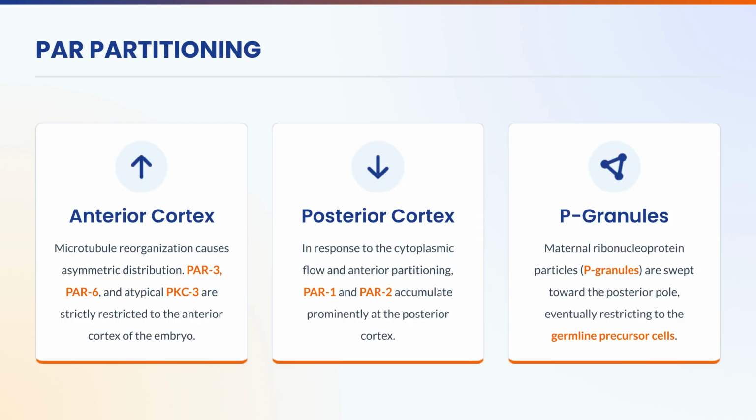Microtubule reorganization causes asymmetric distribution of PAR proteins. PAR3, PAR6, and PKC3 are restricted to the anterior cortex. Conversely, PAR1 and PAR2 accumulate at the posterior cortex. P granules are swept posteriorly to germline precursor cells.